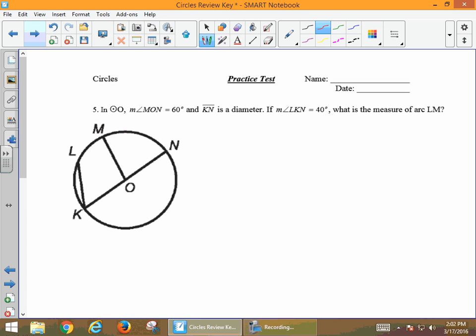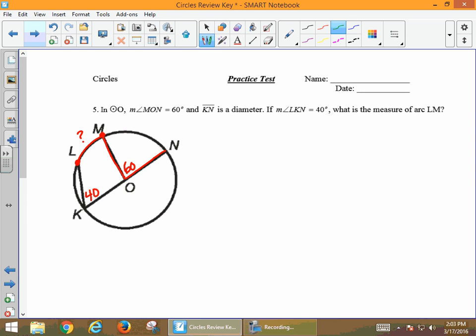Number 5. In circle O, the measure of angle MON, right in here, is 60 degrees. It says that KN is a diameter. If the measure of angle LKN is 40, what is the measure of arc LM? That's what I'm looking for.